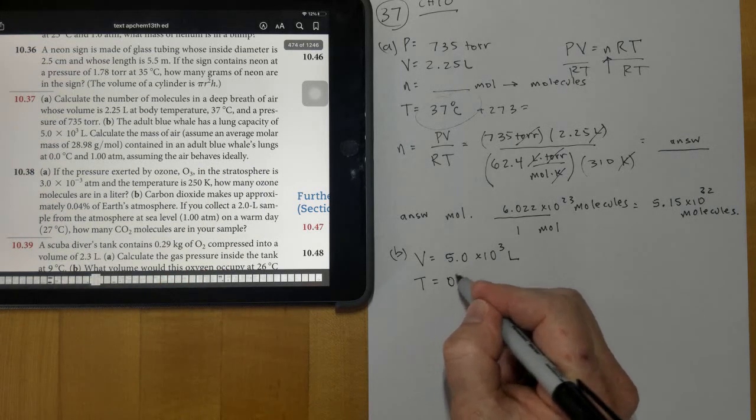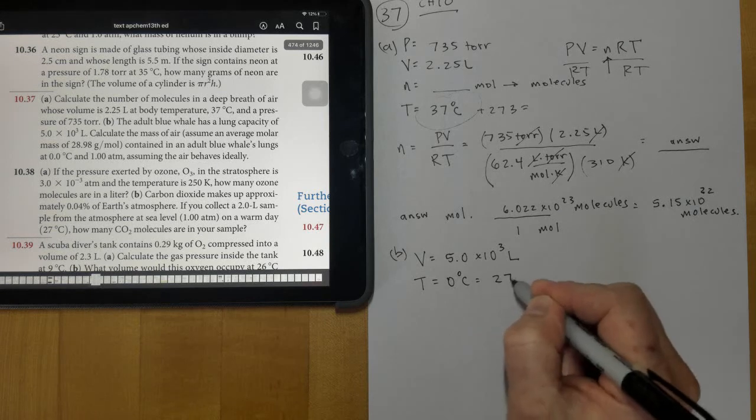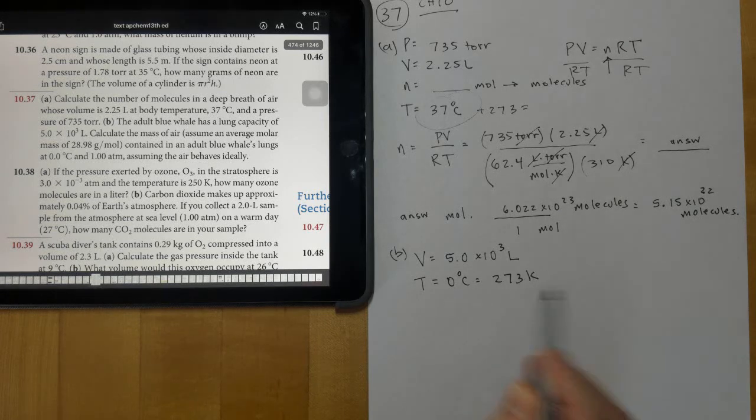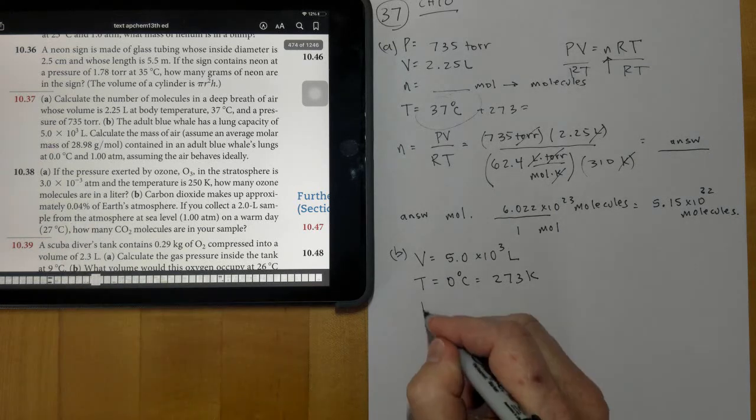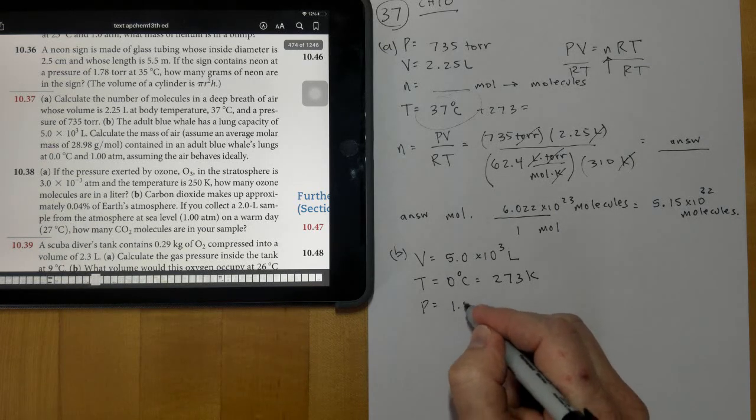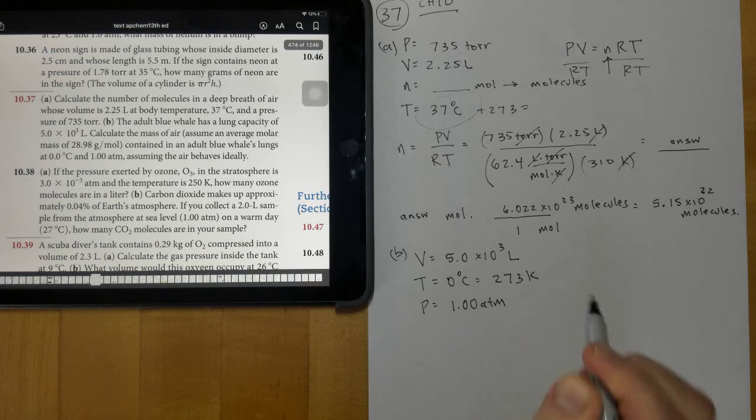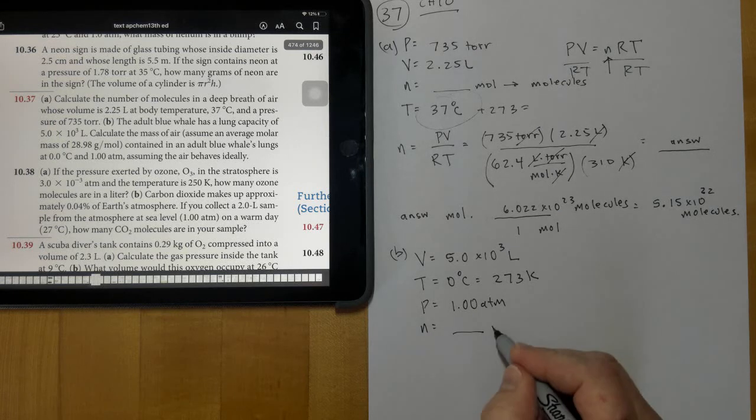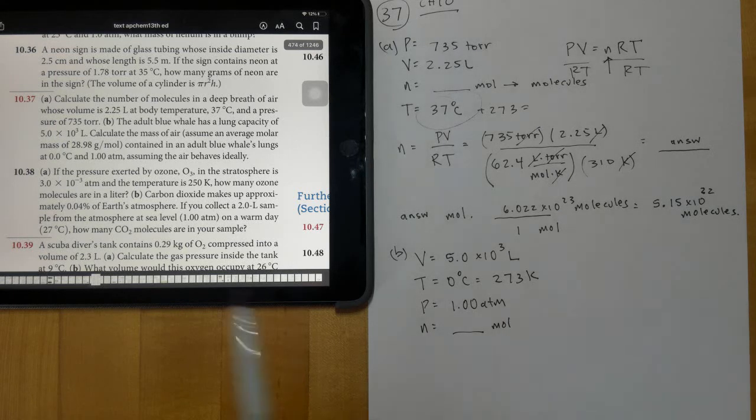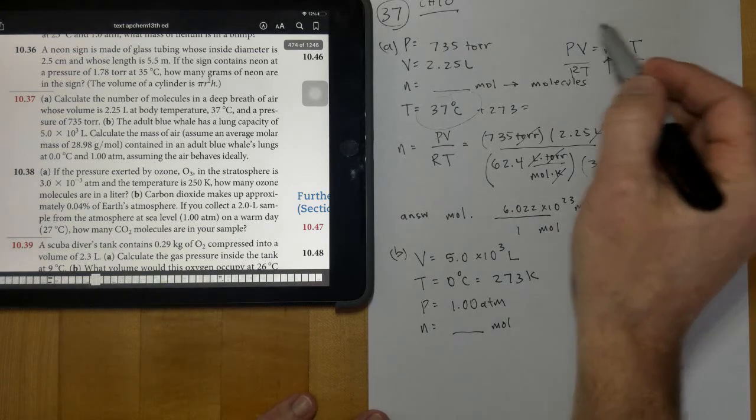So our temperature is 0 degrees Celsius, which is 273 Kelvin. That's probably what you should do first. Always convert to Kelvin, because then you never forget. And then atmospheric pressure here is considered 1 atmosphere, 1 ATM, assuming the air behaves ideally. So the thing that we don't know is n, and of course if we find n, the number of moles, we could multiply the moles times the molar mass right here, and then we could get the mass in grams.